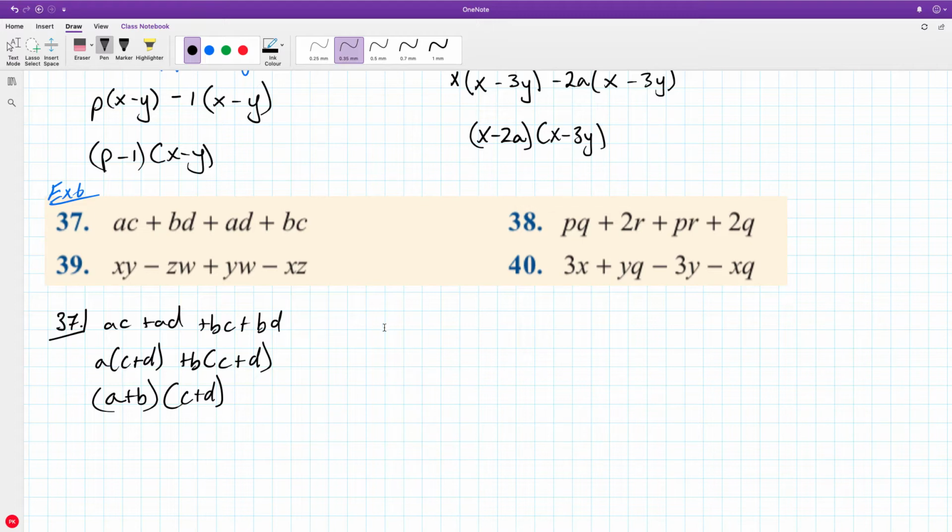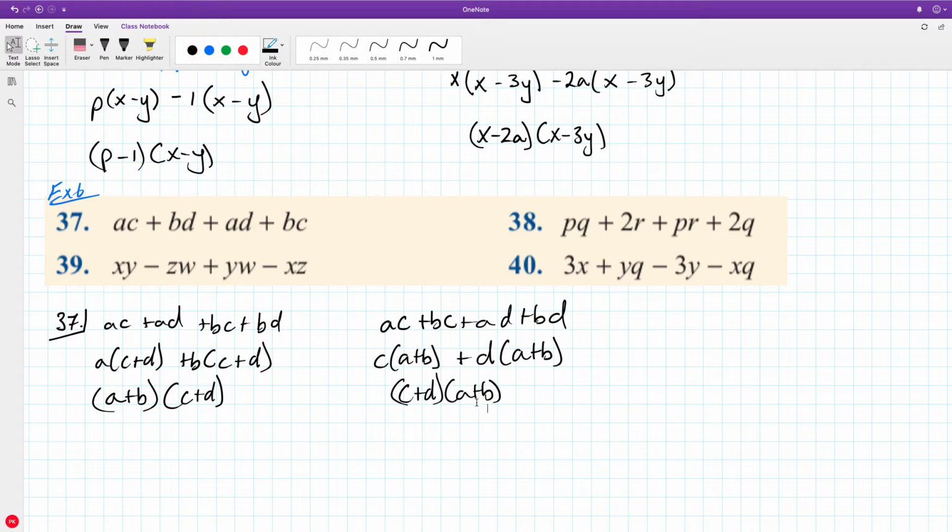You could also do it this way though. You could put AC plus BC, and you could put AD plus BD. Take out a common C, you're left with A plus B. Take out a common D, you're left with A plus B, and then the final answer of C plus D and A plus B. Can we see how there's two or three different ways to do it, but you always end up with the same answer, A plus B and C plus D. So don't get worried if you don't do it exactly like I do it. As long as we end up with the same answer at the bottom, you're right.